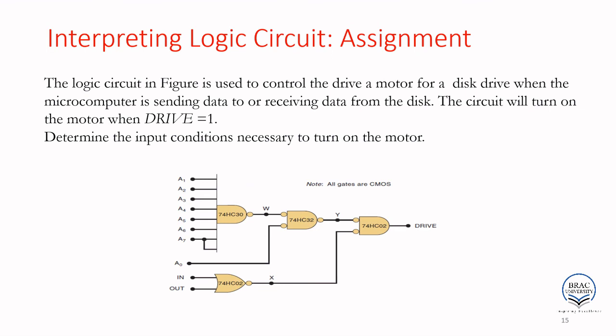This is another assignment. It says the circuit will turn on when the motor drive is on. When this drive output is on, then the circuit will be turned on. So to get high here, what should the input be? You need to determine that. So that's your assignment. Try to solve it by yourself.